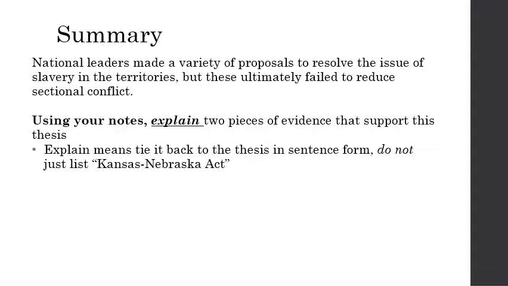So what I'd like you to do is, using the notes you've taken on these three events, give me two pieces of evidence that support this thesis, that leaders were trying to actually reduce the issue of slavery, but it actually ended up backfiring and becoming worse for them. So explain how it ties back to the thesis. Don't just list Kansas-Nebraska Act. That doesn't help you. So explain how it supports the idea of things going wrong for national leaders. So pause me for a while and take some time to do that.